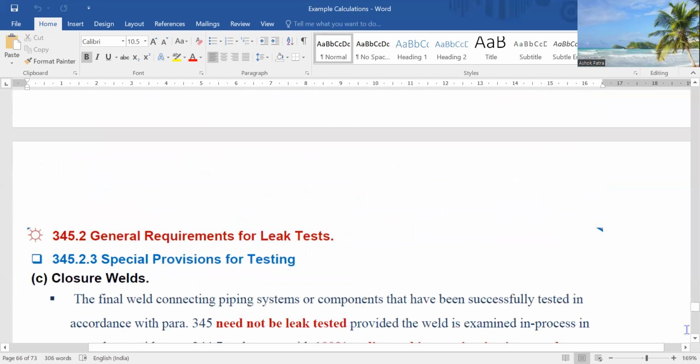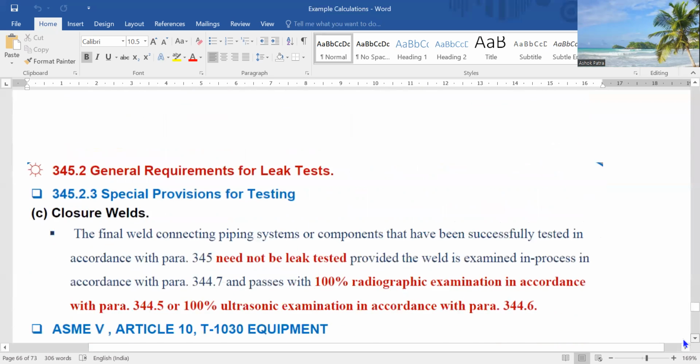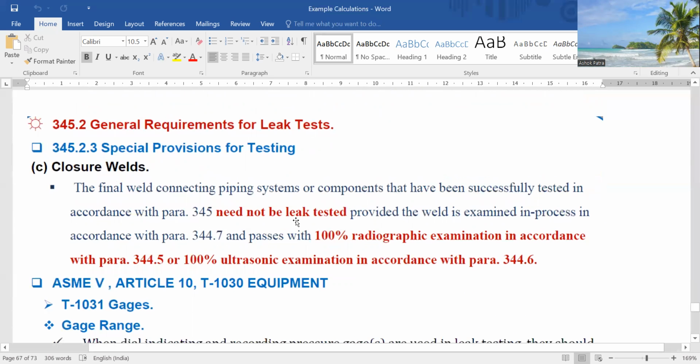General requirement for leak test. Closure welds: the final weld connecting piping systems or components that have been successfully tested in accordance with para 341 need not be leak tested, provided the weld is examined in process in accordance with 100% radiographic examination or 100% ultrasonic examination, either or.